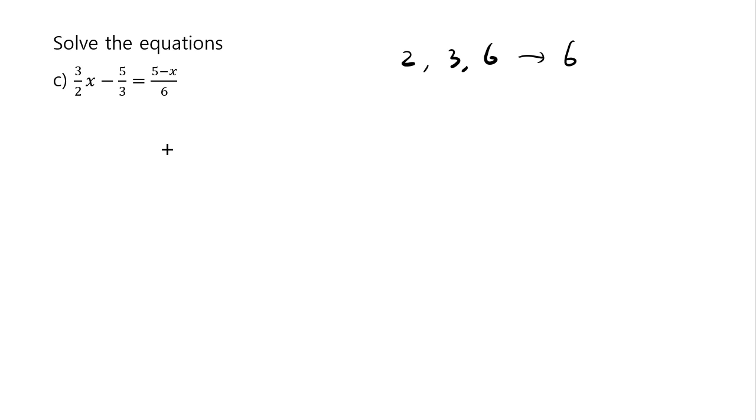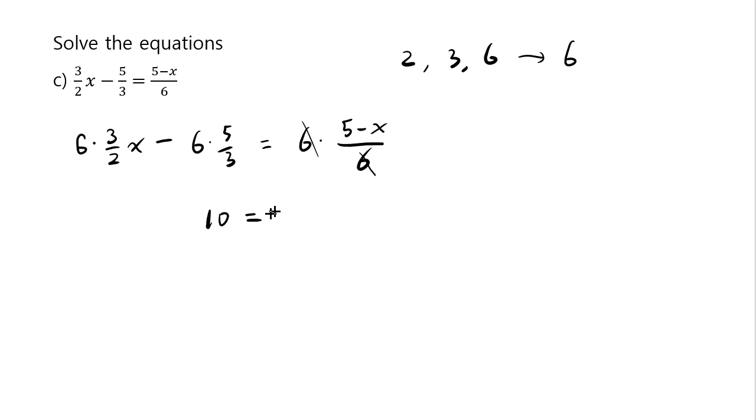The calculation just becomes slightly bigger, more complicated, but not that much, okay? So you could multiply by 12, you can try that, but 6 is easier. 6 times 3 over 2x minus 6 times 5 over 3, and 6 times 5 minus x over 6. 6 cancels. 6 divided by 3 is 2. 2 times 5 is 10. And 6 divided by 2 is 3. 3 times 3 is 9.